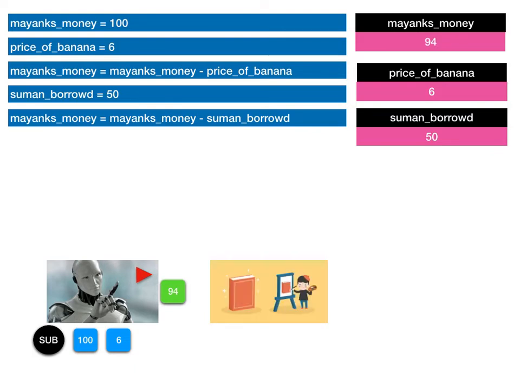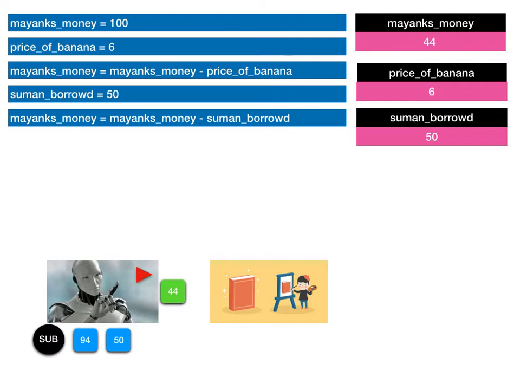So this guy started, copied this 94 here, copied this 50 here, set the subtraction operation, executed it, and the computer executed it, and the result 44 got stored with the computer only. Now this guy would take this 44, copy it over to Mayank's money. So this 44 is copied over there.